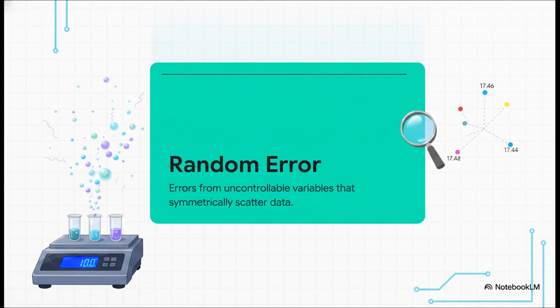While systematic errors shove all your data in one specific direction, random errors are caused by tiny, totally uncontrollable fluctuations in your environment or your instruments. We're talking a slight breeze or a tiny blip of electrical noise on a digital scale. You might weigh a sample 3 times and get 17.46, 17.42, and 17.44 grams. You literally cannot eliminate random error. It's just a fundamental quirk of the universe that makes your data scatter.